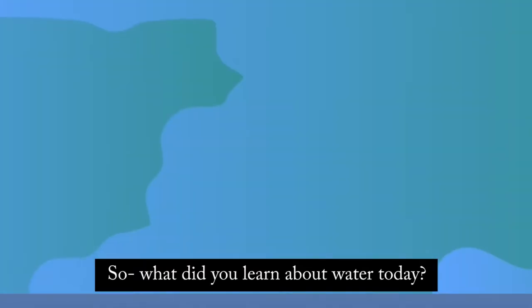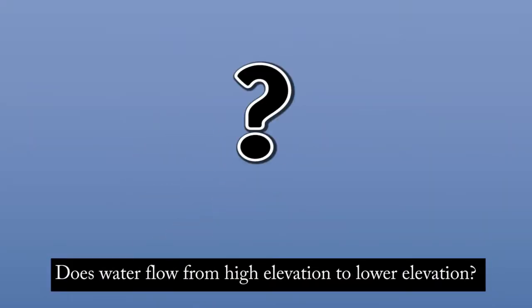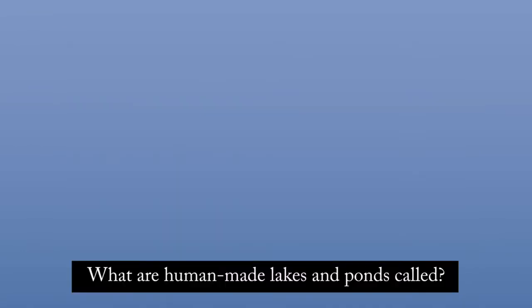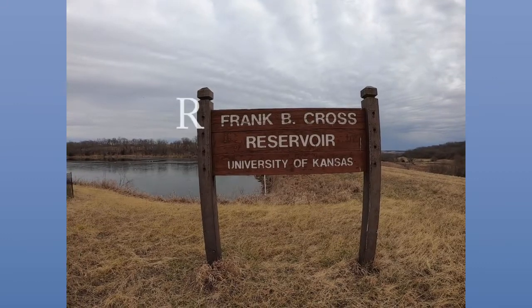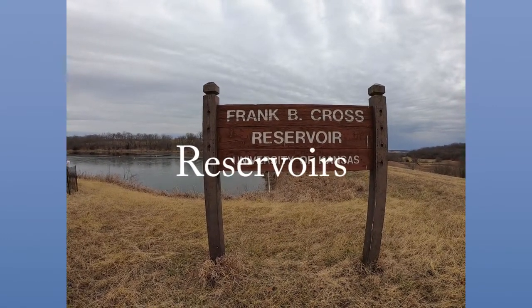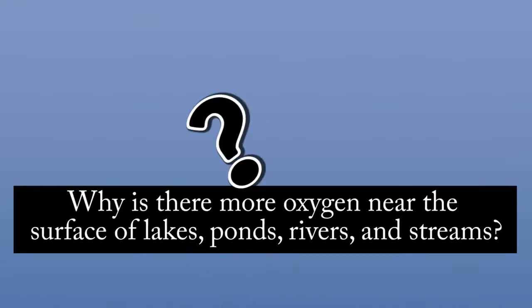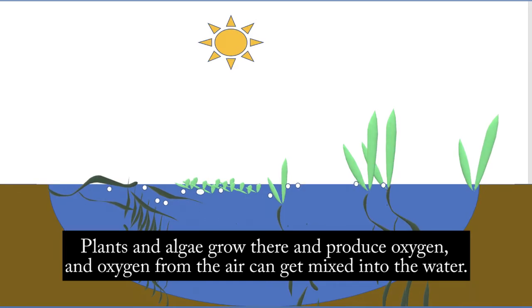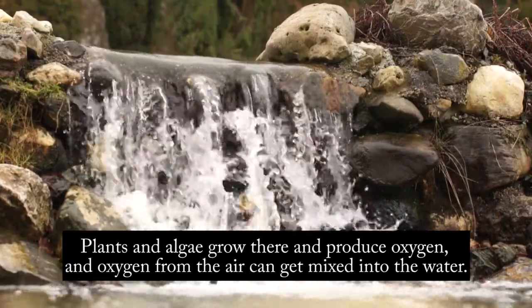So, what did you learn about water today? Does water flow from higher elevation to lower elevation? Yes! What are human-made lakes and ponds called? Reservoirs! Why is there more oxygen near the surface of lakes, ponds, rivers, and streams? Plants and algae grow there and produce oxygen, and oxygen from the air can get mixed into the water.